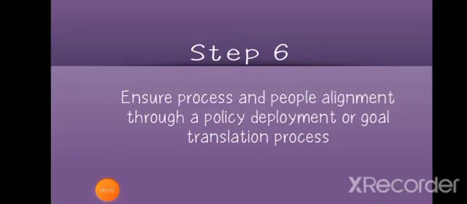Okay, so the final step, or step 6, is ensure process and people alignment through a policy deployment or goal translation process. Now, one of the keys to integrating excellence into the business strategy is a formal goal translation or policy deployment process.